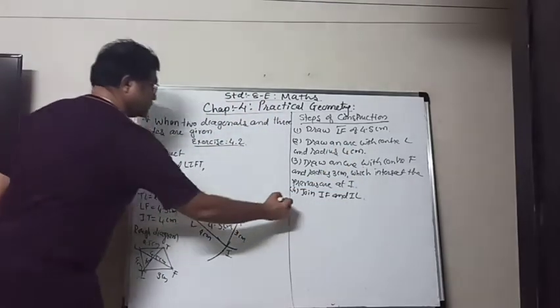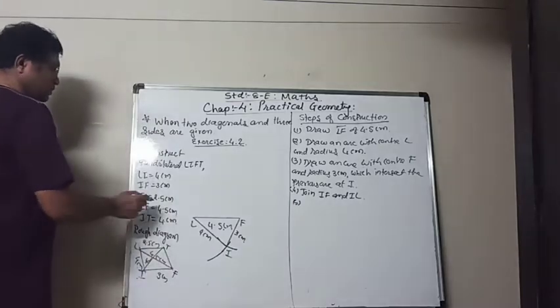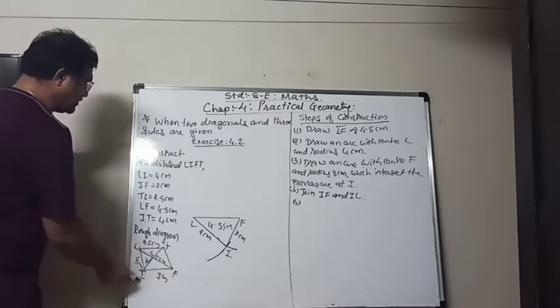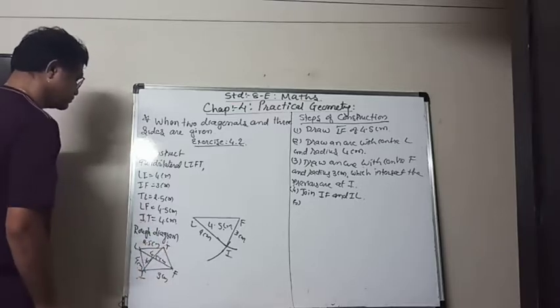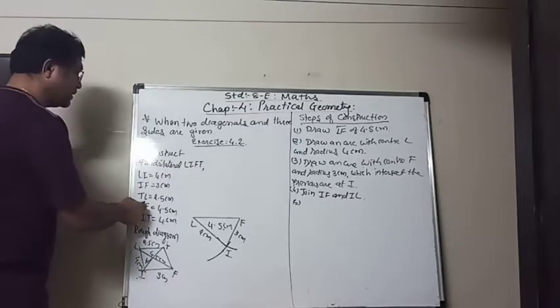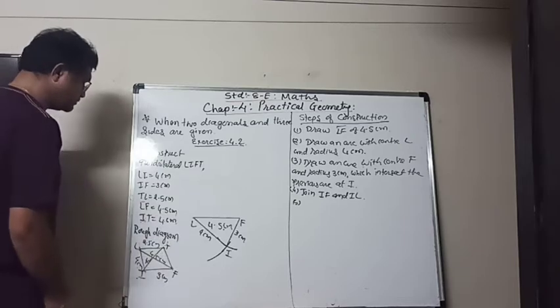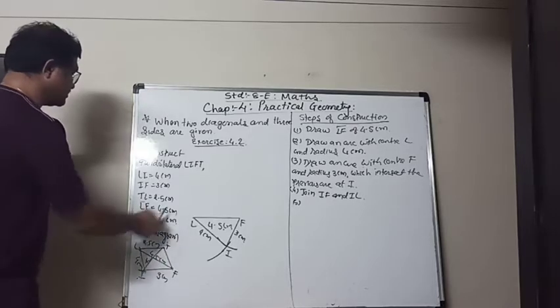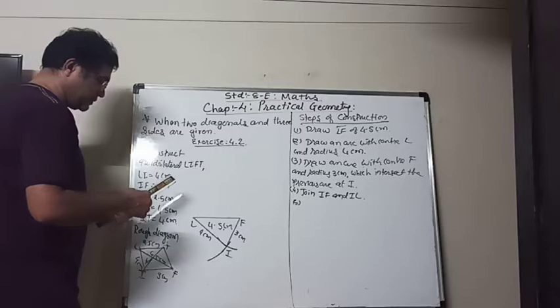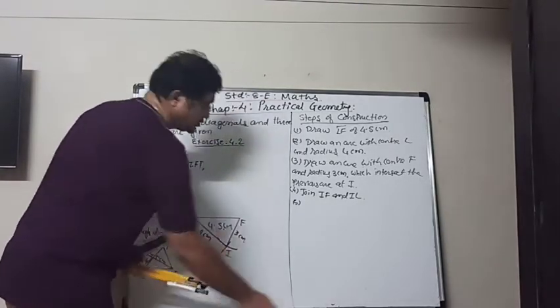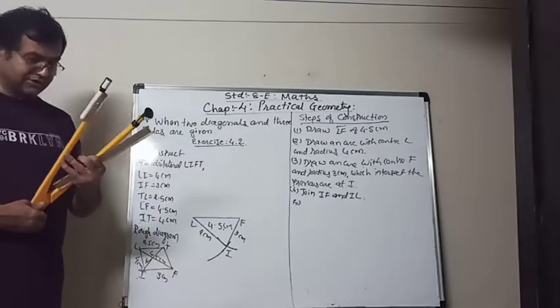So now we are given another: LT is given and IT is given. So now we will take LT or TL, but T we don't have. So first of all we have to take this IT. How much? 4 centimeter. So from I, we have to take again 4 centimeter. So for me it is 16 centimeter.